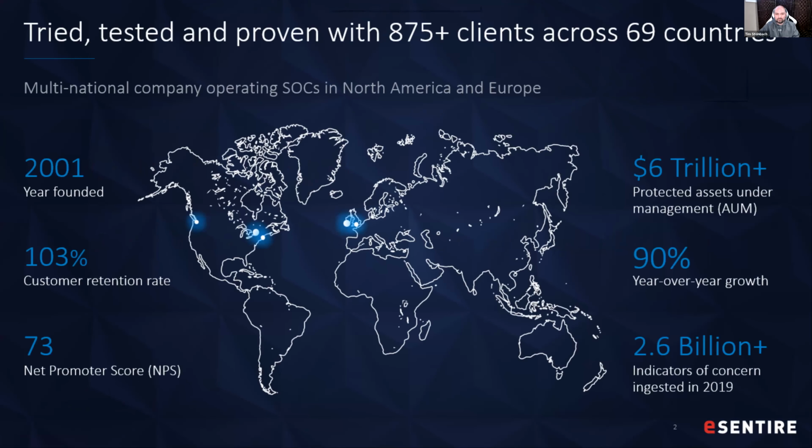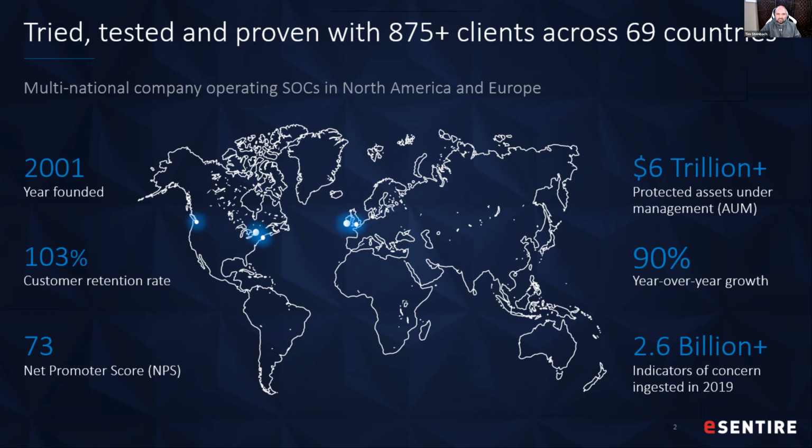Let me tell you a little bit about our company first. So we're eSentire. We're headquartered in Canada, and we're a multinational company. We operate SOCs across North America and Europe. We're online 24/7. We have people working around the clock to protect our customers. Right now, we protect about $6 trillion in assets, and our year-over-year growth is about 90%.